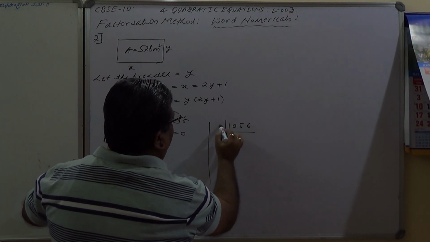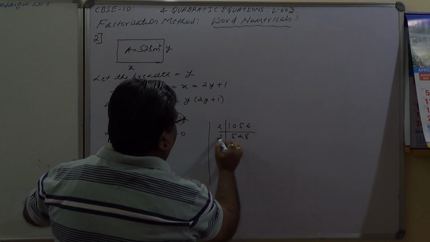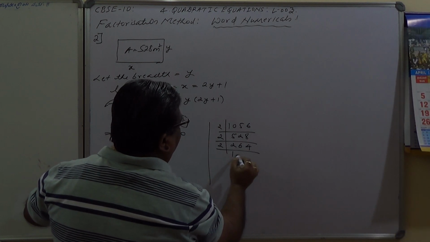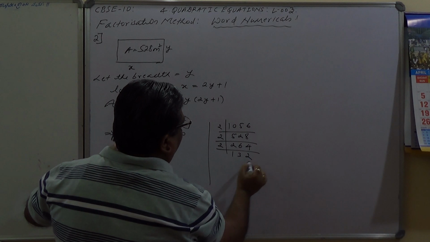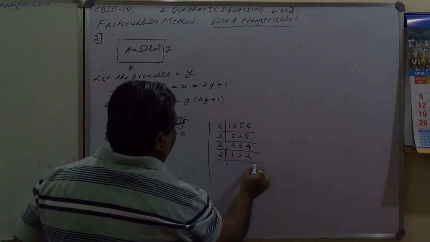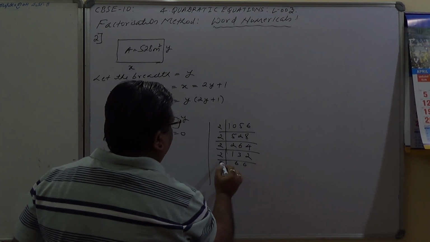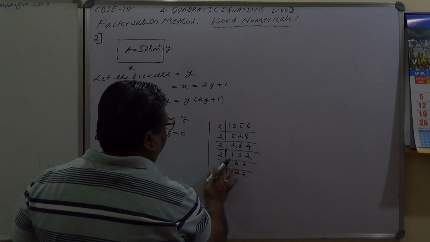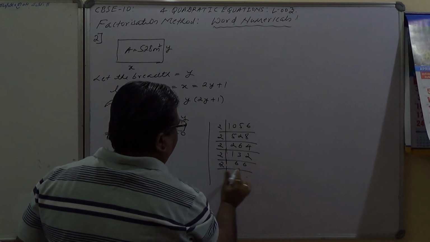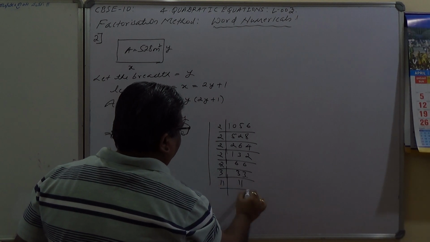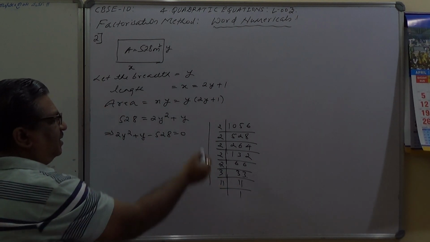1056. So 2 2s are 4, 2 2s are 2, 2 3s are 3, 11 1s are 11. Okay, so this is the factorization.